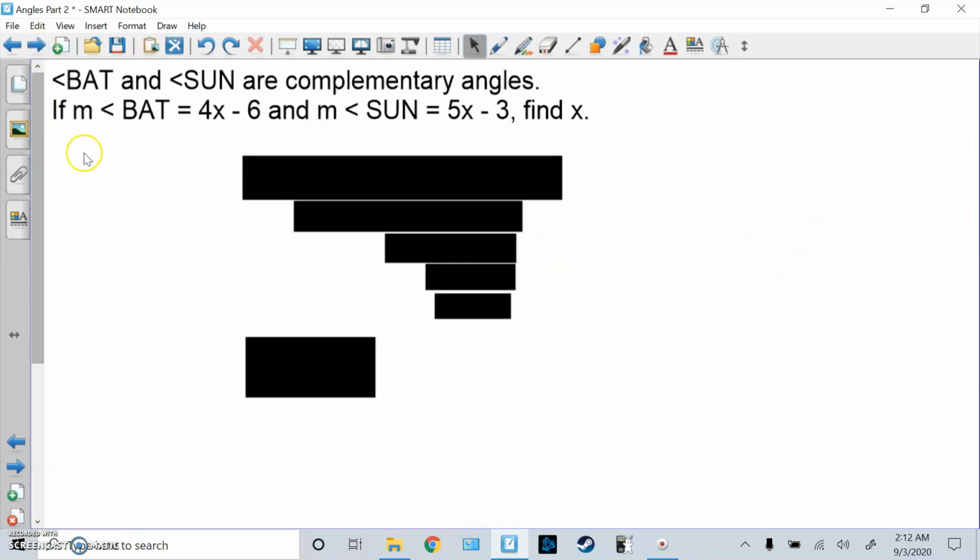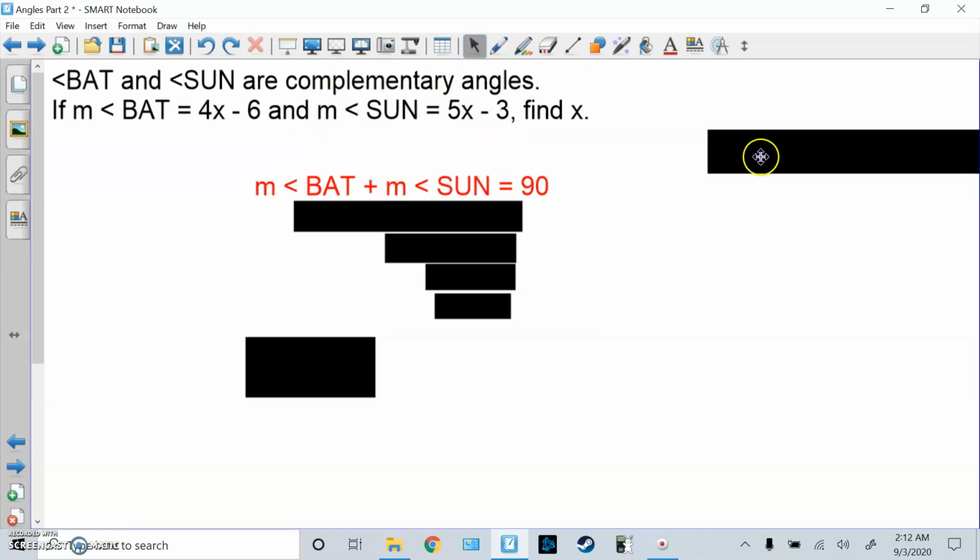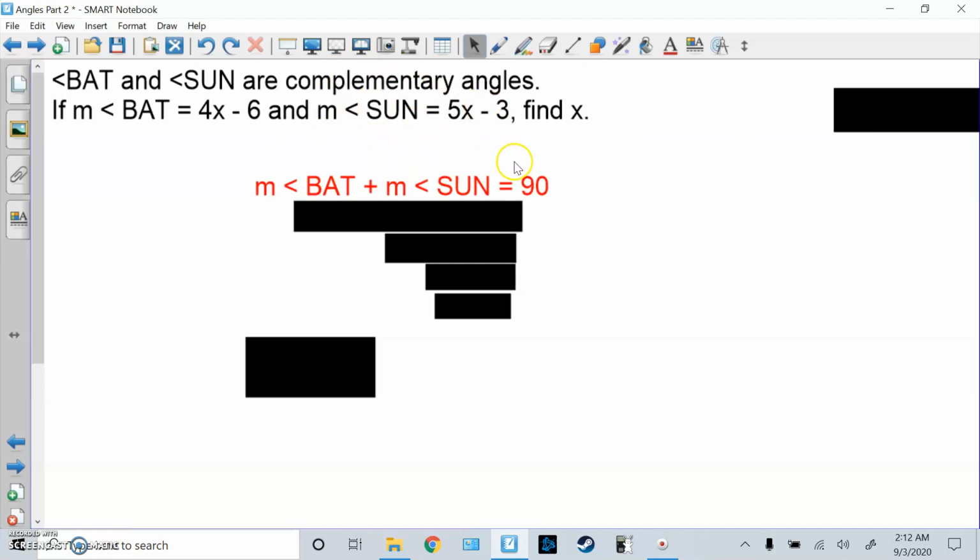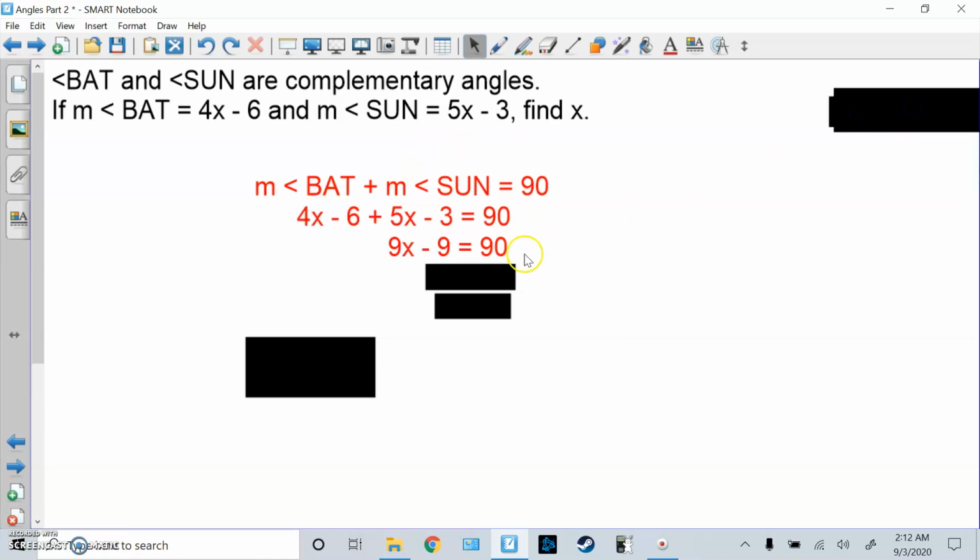Alright, let's try this one. Angle BAT and angle SUN are complementary angles. If angle BAT is that, angle SUN is that, find x. So complementary means two angles add up to 90, so that's going to be our equation. The first angle plus the second angle equals 90. Fill it in. Combine like terms. Add 9 both sides. Divide by 9.